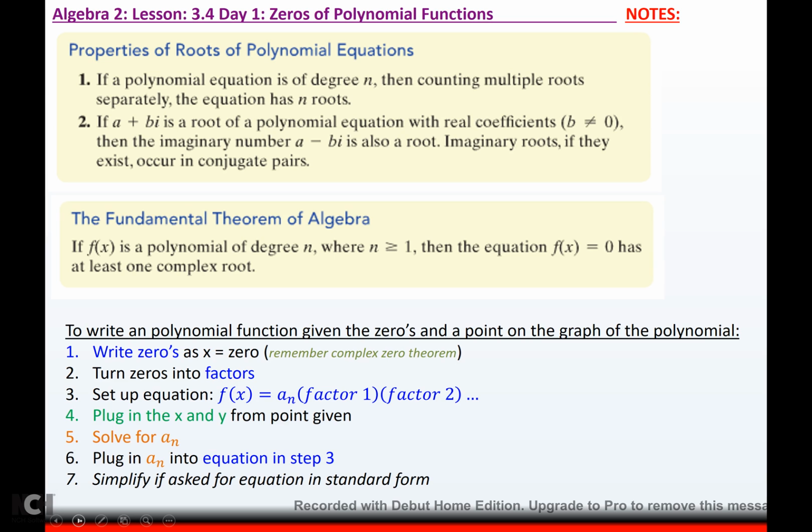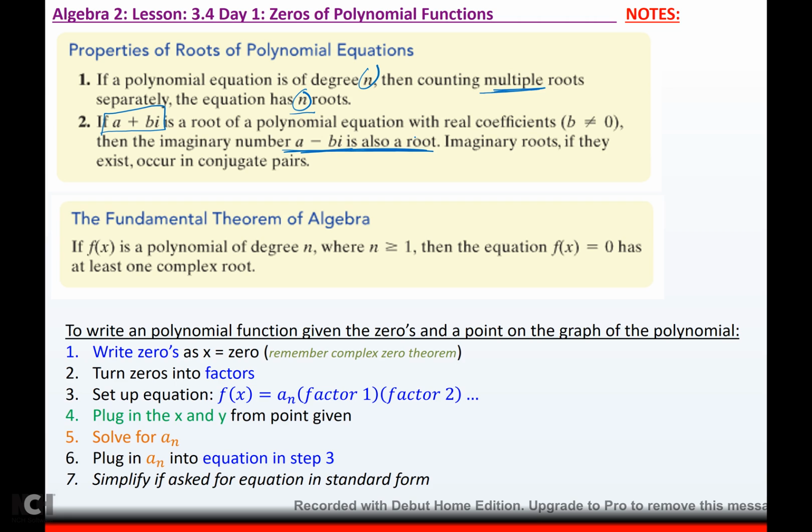So, properties of roots of polynomial equations. It says if a polynomial equation is of degree n, then counting multiple roots separately, the equation has n roots. So if your degree is n, that's how many roots you have. Okay, you might have some that repeat, you might get doubles, you might have some that are rational, irrational, but if you have a degree n, then you're going to have n roots. The second thing is, if you have a complex root, then guaranteed, its conjugate is also a root. It's called the complex conjugate theorem.